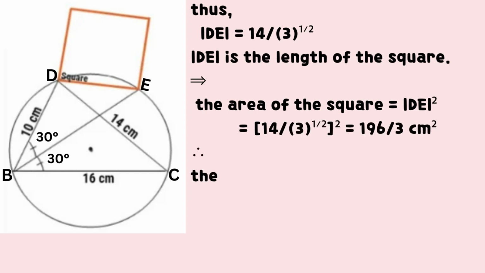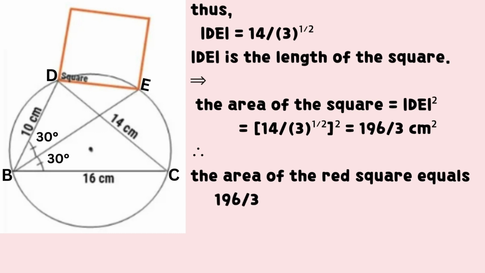196 divided by 3 centimeter square. Therefore, the area of the red square equals 196 divided by 3 centimeter square.